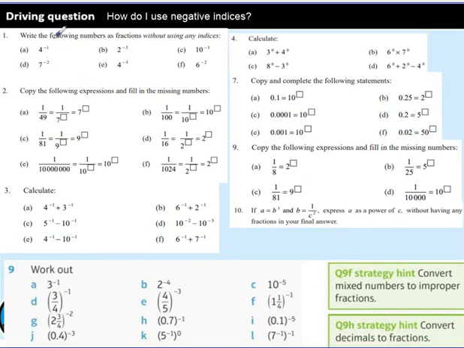These ones here should be quite straightforward. I'll go through a couple of these. 1 over 49 is the same as 1 over 7 squared. And if I want to bring that power up, that would be 7 to the power of negative 2. 1 over 81 is the same as 1 over 9 squared, which is the same as 9 to the power of negative 2.